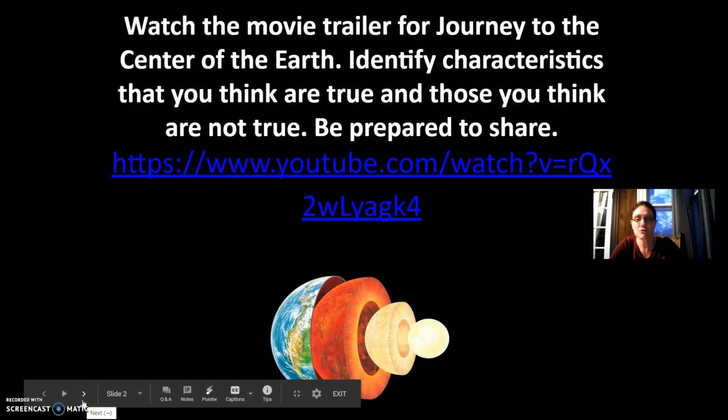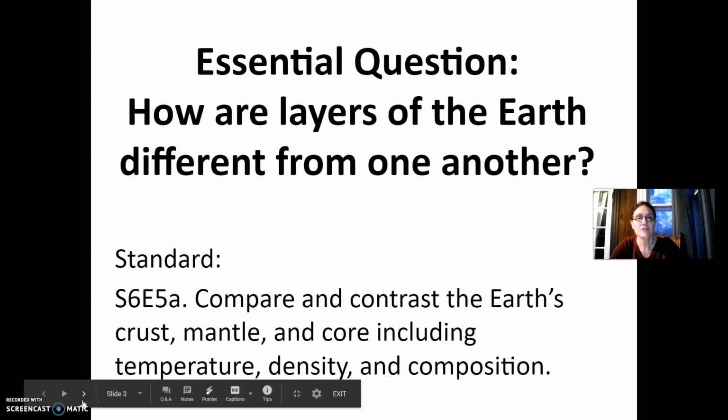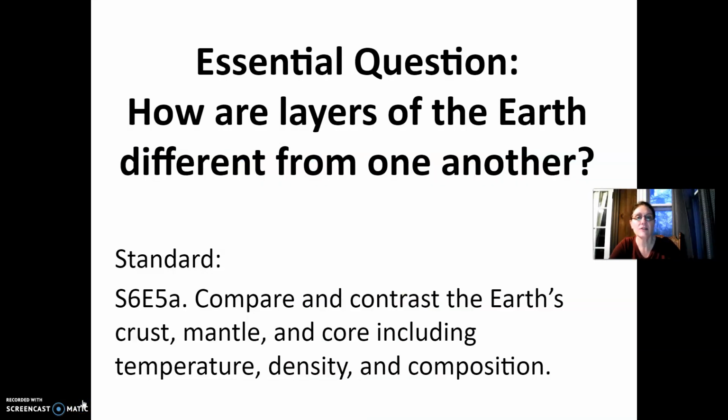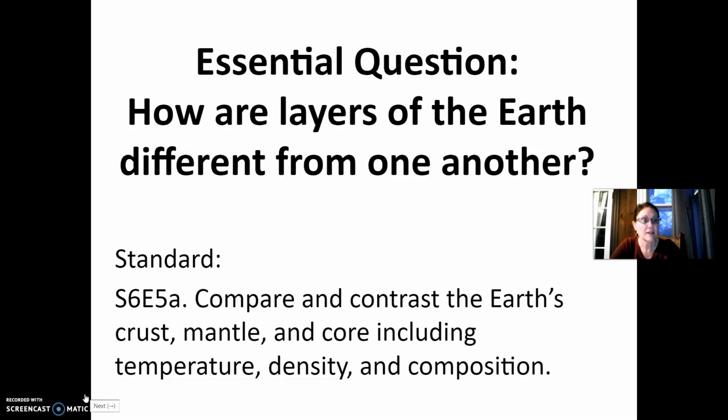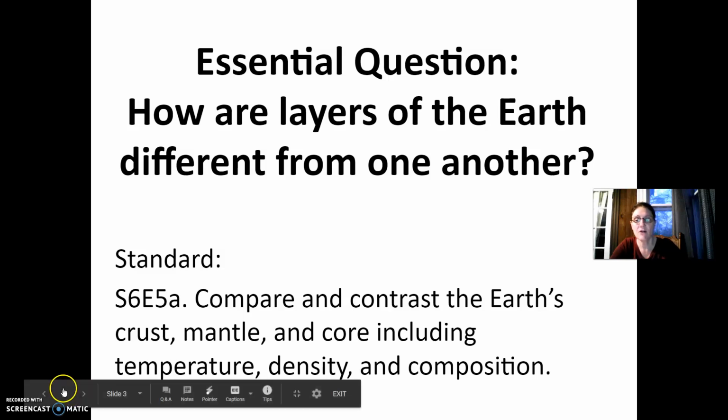It's pretty cool. All right, so our essential question is, how are the layers of the Earth different from one another? This goes along with our standard: compare and contrast the Earth's crust, mantle, and core, including temperature, density, and composition. Well, what do you need to know? Well, you need to know the different layers of the Earth, and you need to know their temperature, their density, and composition. Embedded in that slide is all this information.